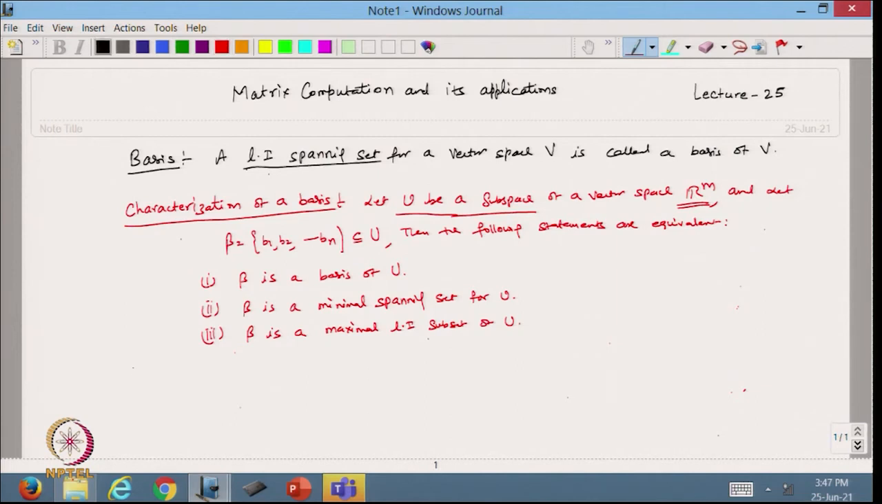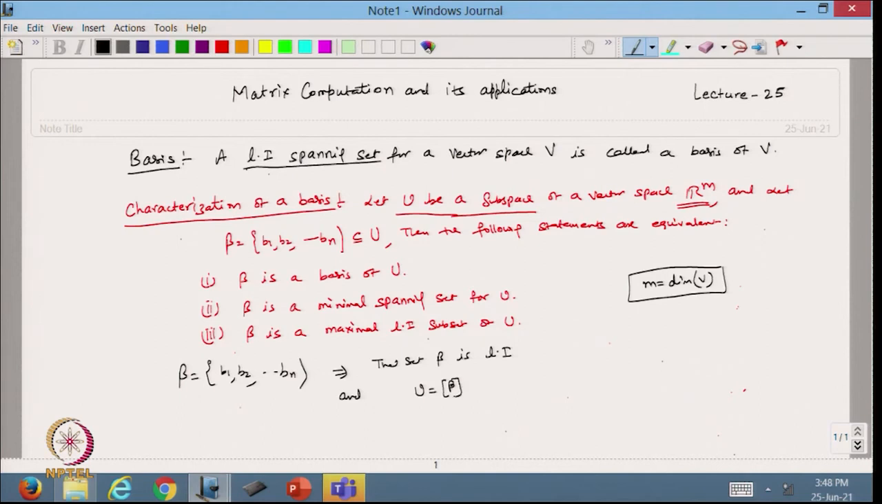Suppose I just take this one. Now this can be discussed. We have beta, containing the elements b1, b2, up to bn. So we are taking n number of vectors, and I know that the dimension of V is equal to m in this case. Now if I say that beta is a basis, it implies that the set beta is linearly independent because these are the basis, and U is spanned by beta, or I can say it is spanned by the vectors b1, b2 up to bn. So then it becomes the basis.